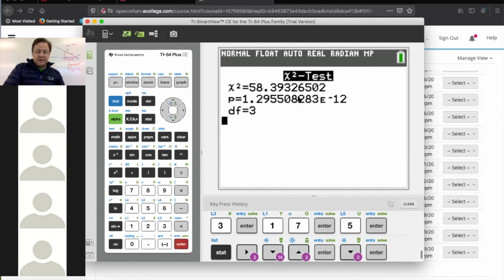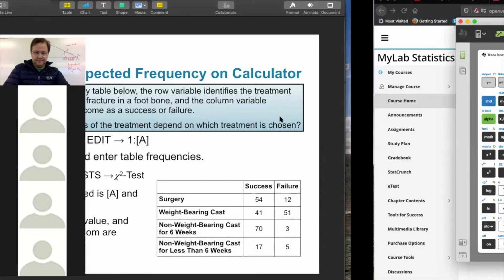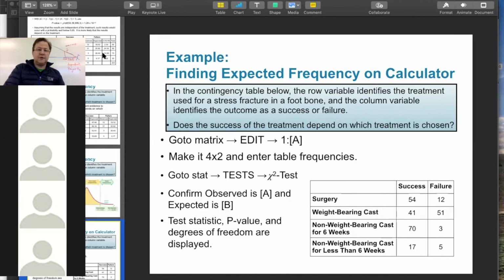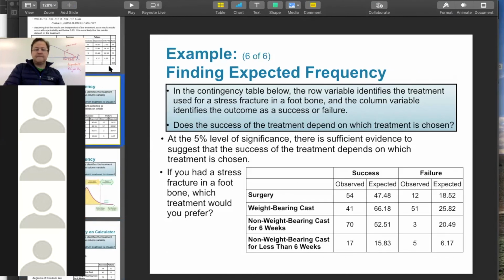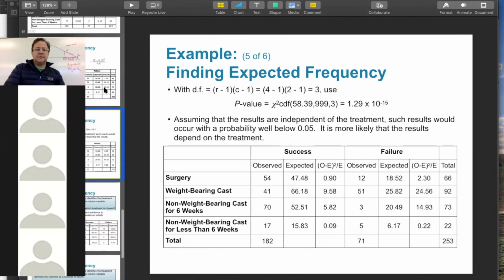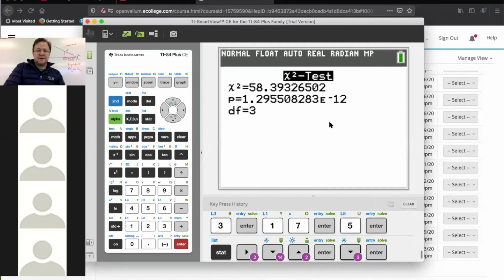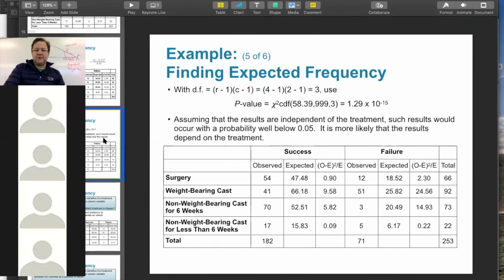And a lot just happened at the push of a button. You remember the 58.39? Where did that go? Remember a few moments ago, we calculated, where did that go? 58.39, that was our test statistic. So the calculator did that for me. Also, eventually, after we had the test statistic, we plugged that into the chi-square CDF and got this.